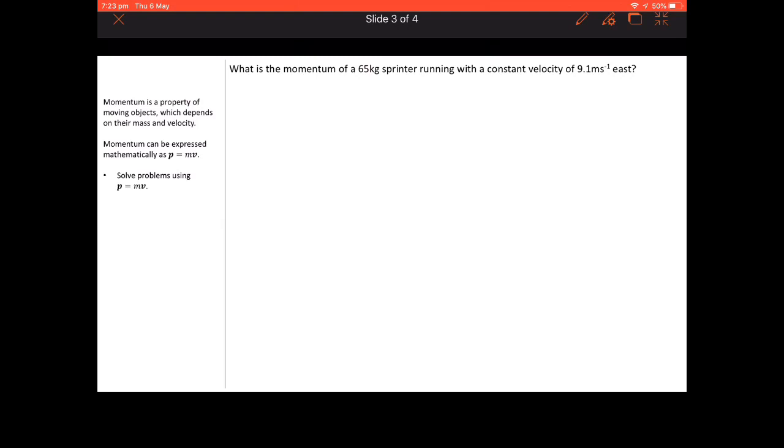So for an example question, you might be asked to find what is the momentum of a 65 kilogram sprinter running with a constant velocity of 9.1 meters per second east. So to do this, we'll write out our equation. Momentum equals mass by velocity. Our mass is 65 kilos and the velocity is 9.1 meters per second east.